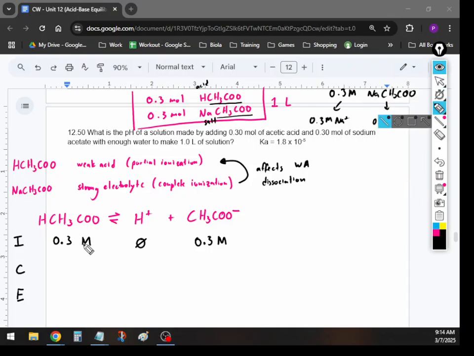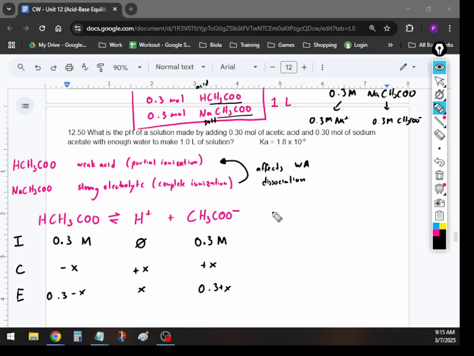So you never need to use quadratic. So let me go over it. You're going to lose some acid because you need to create hydrogen, right? So you're going to gain X and gain X on this side. And then for your equilibrium values, you'll get 0.3 minus X, you'll get X, and you'll get 0.3 plus X. So far, so good for the ice table?